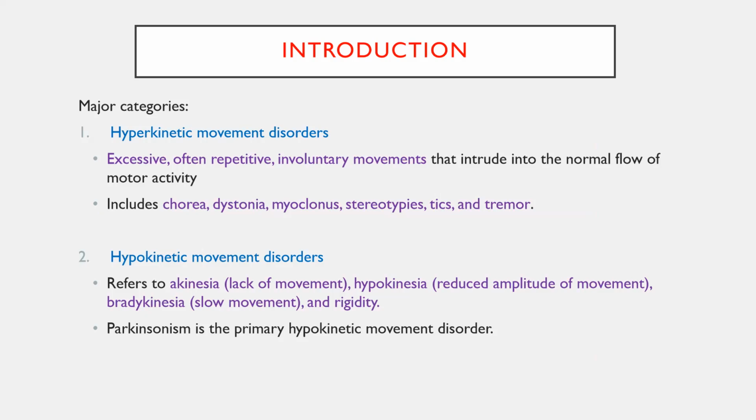In hypokinetic movement disorder, the patient will be having either akinesia, that is lack of movement, hypokinesia, that is reduced amplitude of movement, or bradykinesia, that is slowness of the movement, and rigidity will be there. If a patient is having even one symptom among these four, you can classify under hypokinetic movement disorder. Typical examples would be Parkinsonism, okay.